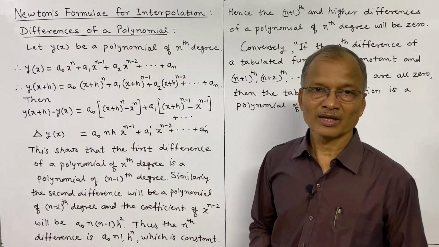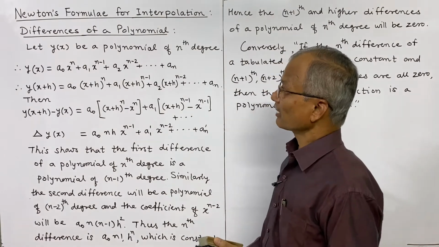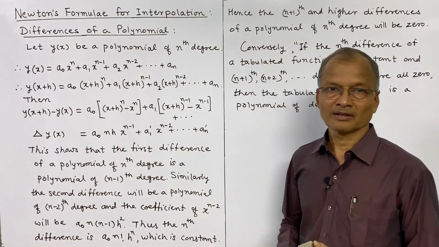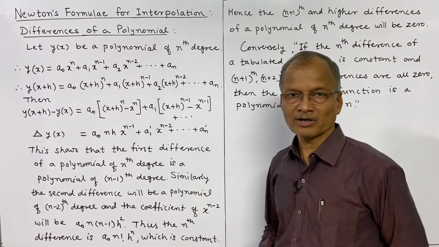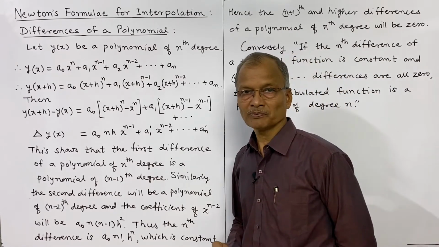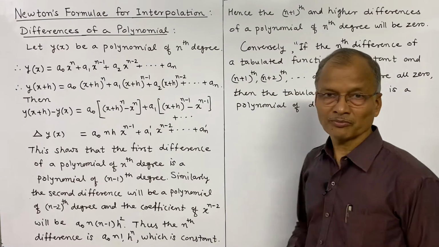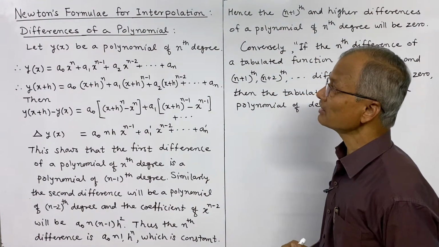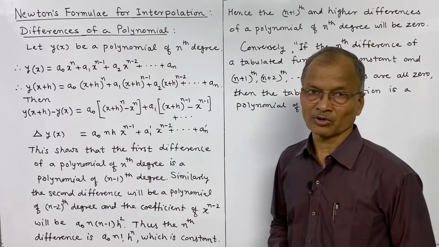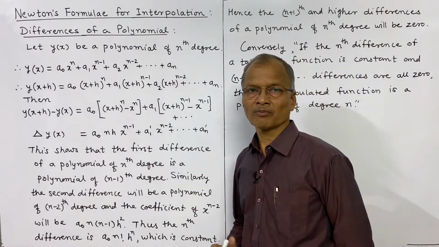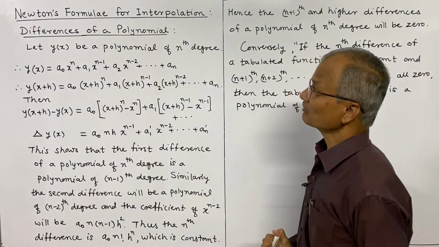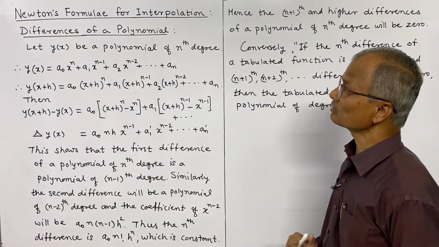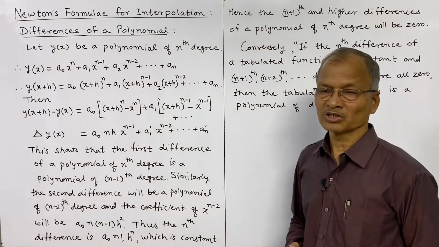We are studying interpolation. In earlier lectures we have seen the different types of difference operators, that is the forward difference operator, backward difference operator, and shift operator, and we have studied the relation between these operators. In this lecture we will study Newton's formulae for interpolation. There are two types of formulae for interpolation. One is Newton's forward difference interpolation formula and another is Newton's backward difference interpolation formula.